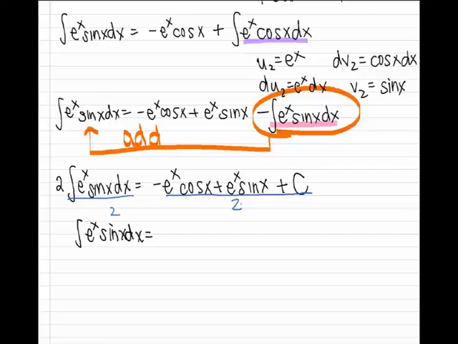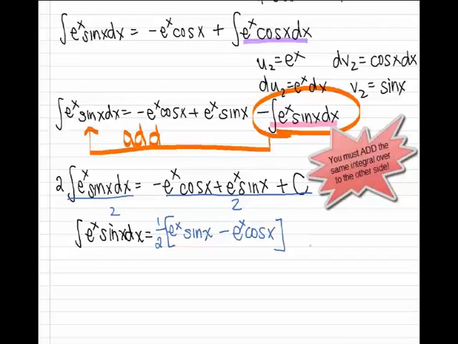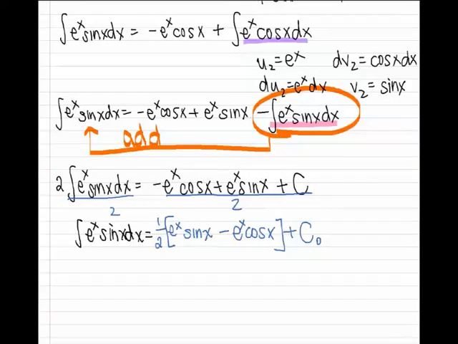Everything including the c. Now I'm going to rearrange these also, so I'm going to have e to the x sine x minus e to the x cosine x. I'm going to put a 1/2 out here in the front, and I'm going to change my constant to a c naught because I actually divided it by 2. And this is our answer.